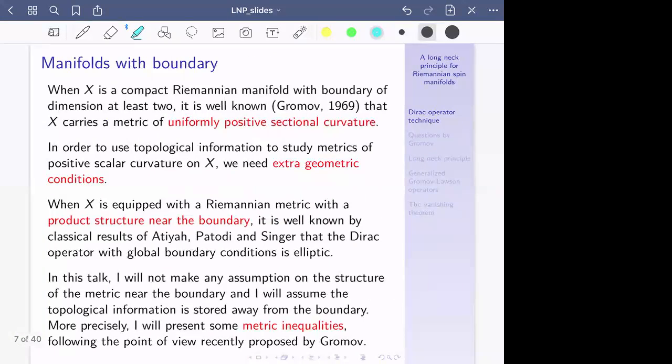All right. So far I described the basic relationship given by index theory between the topology of a closed manifold and the existence of metrics of positive scalar curvature. But in this talk, we want to focus on the case of manifolds with boundary. By results of Gromov, every manifold with boundary of dimension at least two carries a metric of uniformly positive sectional curvature, and a fortiori of positive scalar curvature. This means that if we want to use topological information to study metrics of positive scalar curvature, we need some extra geometric conditions.